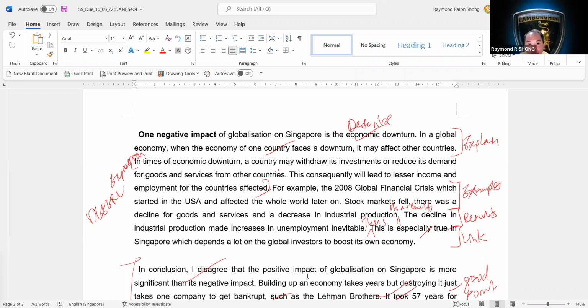This is definitely much, much better when you say that the global crisis is 2008, which started this. You are very specific, and everyone will know.